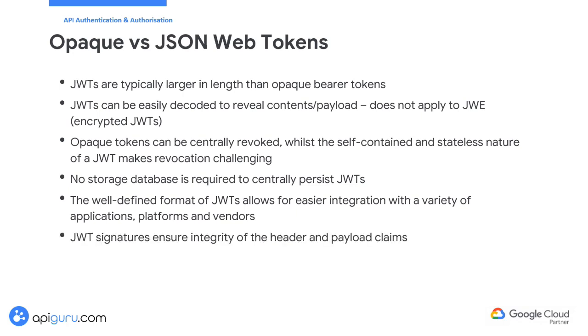JWTs utilize digital signatures to ensure the integrity of the header and payload claims. Any alteration of the token's content after issuance would invalidate the signature, thereby providing a mechanism to verify that the token has not been tampered with. Choosing between opaque tokens and JWTs often depends on the system's specific needs, including performance, scalability, and security considerations.